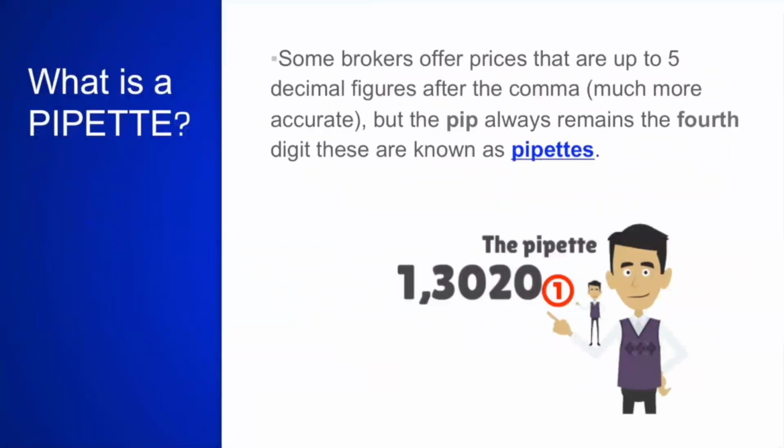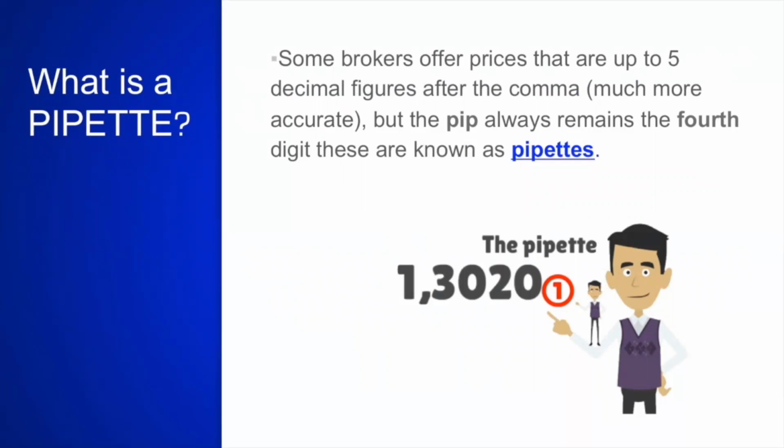Before I go ahead and do another example, I did have to mention the pipette. Some brokers offer prices that are up to 5 decimal figures after the comma, and it's much more accurate, so they say. Really, what I say is it just gets in your way, makes you mad, and you thought that you were calculating pips, but you really got confused with the 5th digit. So know that that number is the pipette. So in this picture, you see 1.3020. That 1 is the pipette. Let me tell you now, ignore that number. When you're calculating, don't even add it to your calculator.